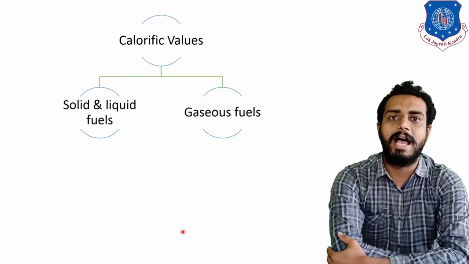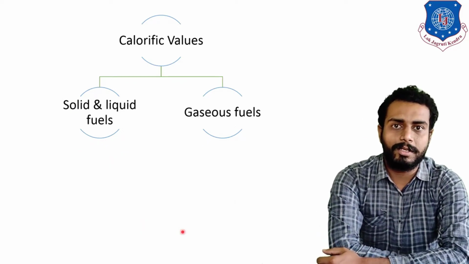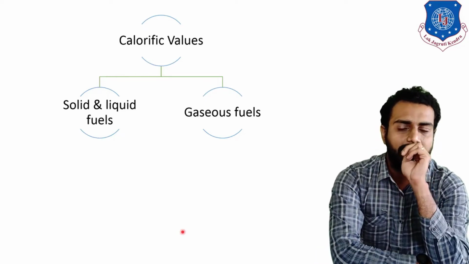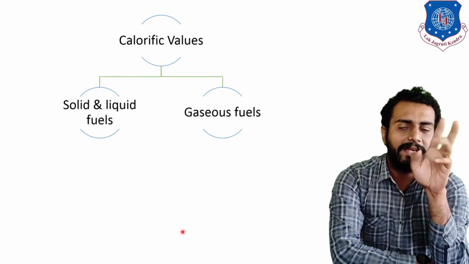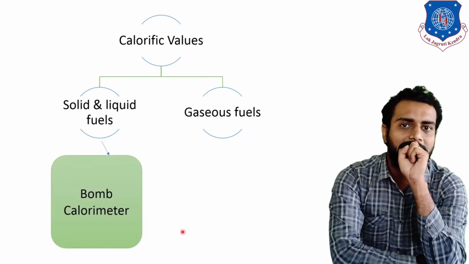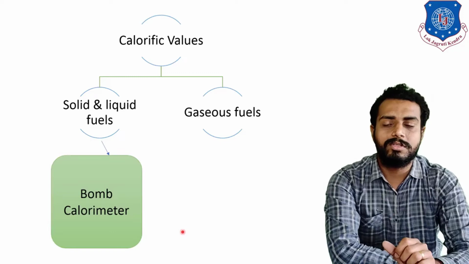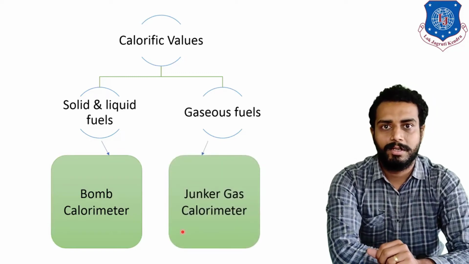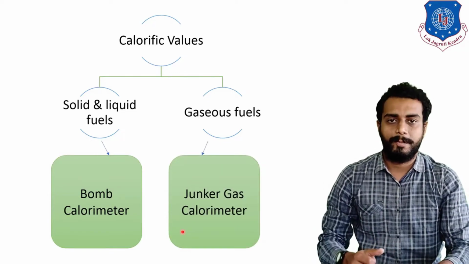Now, for measurement of calorific values, we can consider two segments, that is solid and liquid fuel, and gaseous fuel. So for solid and liquid fuels, you can use a bomb calorimeter, and for gaseous fuel, you can use a Junker gas calorimeter. So let us understand the bomb calorimeter first.